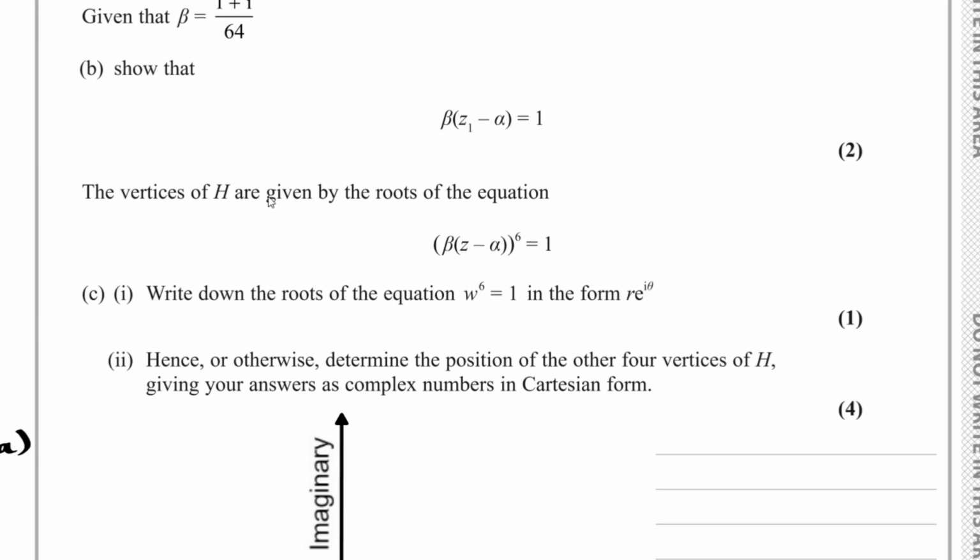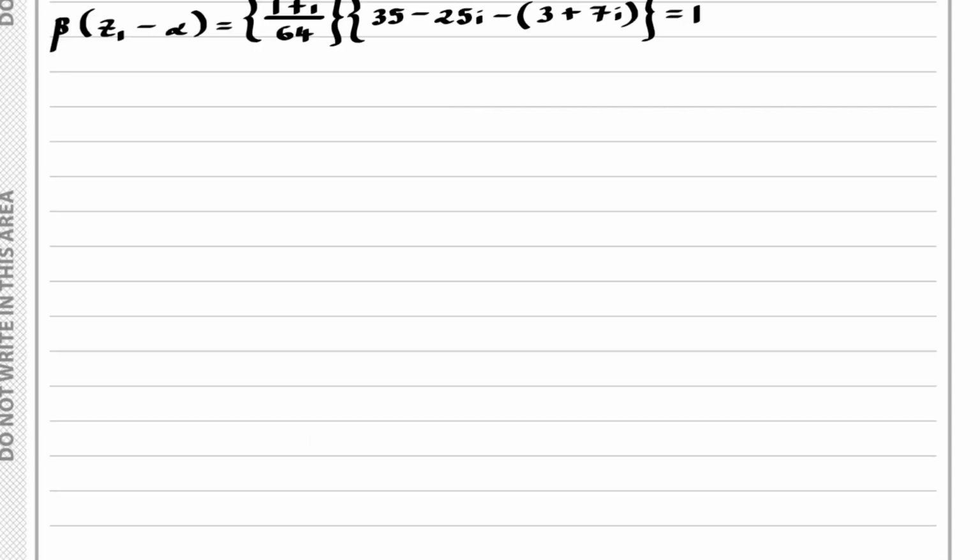The vertices of H are given by the roots of the equation beta multiplied by z minus alpha all to the 6 equals 1. For part C, for the first part, we have to write down the roots of the equation w to the 6 equals 1 in the form re to the i theta. So for part C, we've got our given equation beta multiplied by z minus alpha to the 6 equals 1.